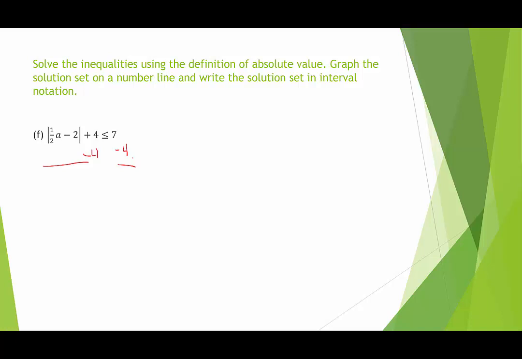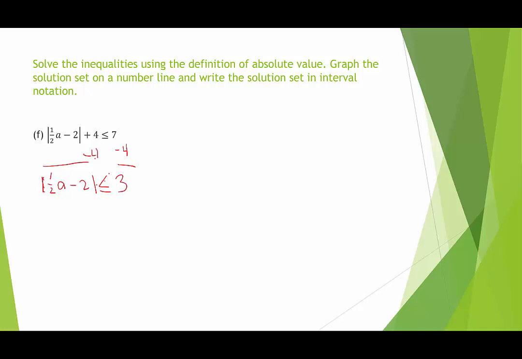So we want to be really careful about that. We don't look at the cases until the absolute value bars are isolated. So we have absolute value of 1/2 a minus 2 is less than or equal to 3. And don't panic that there's a fraction here.